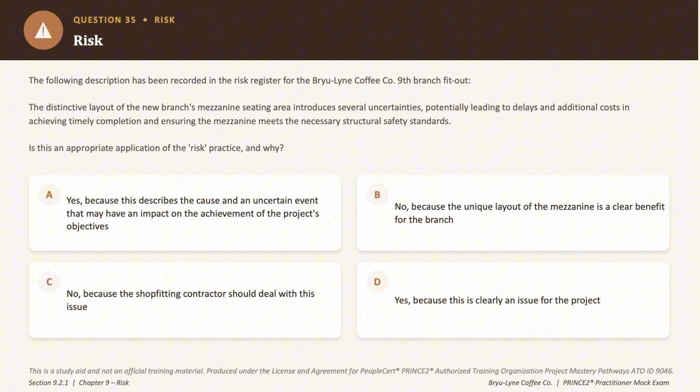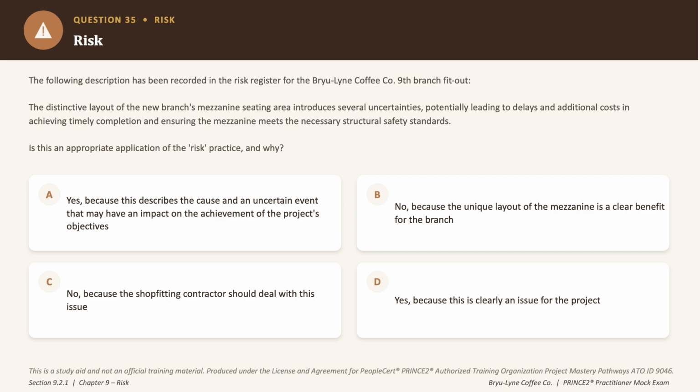Please read the question and try to solve it before we do this together. Right, so the project team has flagged that the mezzanine seating area's distinctive layout introduces uncertainties that could delay completion and push up the costs, while also threatening the structural safety standards the branch must meet. Now, is this a proper risk strategy?